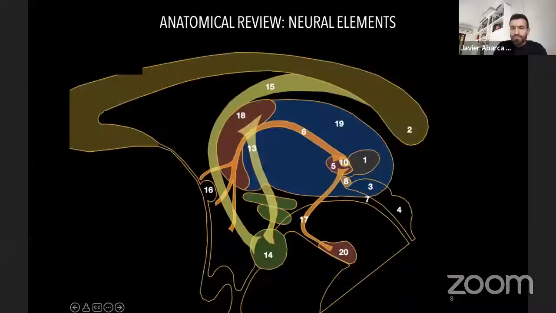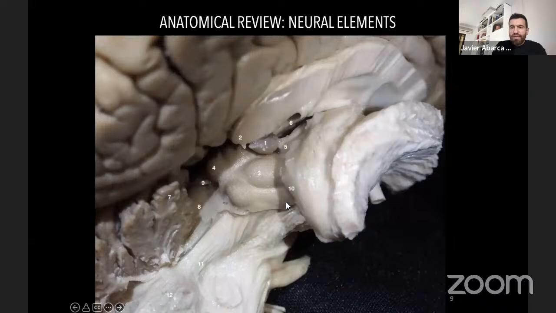From a surgical point of view, it might be interesting to understand where the pineal region is located. Here we can see how it's located below the splenium of the corpus callosum. It's located above the quadrigeminal plate. Remember the superior colliculi and the inferior colliculi. Posterior to the third ventricle.